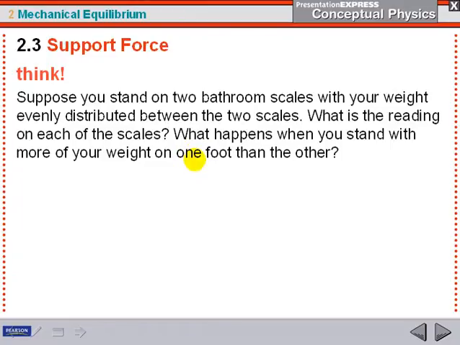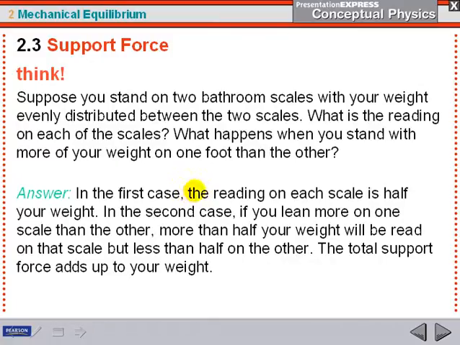Let's stand on 2 bathroom scales. This is similar to the rings. What happens when you push more weight on one side than on the other? Well, if you're standing directly over the scales, the reading on each scale is going to be half, because you're putting half your weight on one and half on the other. But if you lean to one side or the other, one scale is going to read more than the other. But in the end, the important point is the total support force on the scales is going to equal your weight.